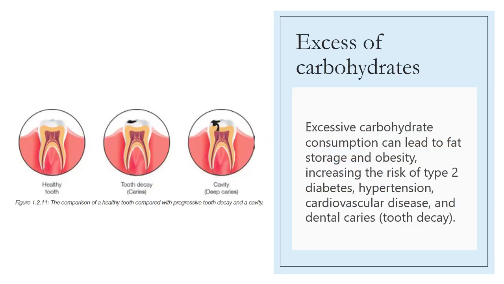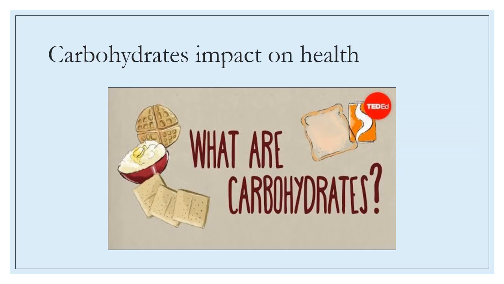Another thing that can happen when we have too many carbs is that it can lead to fat storage. Glucose is stored as glycogen, and when glycogen stores become full, the excess is stored as fat, in adipocytes and adipose tissue. This can lead to obesity, increasing the risk of type 2 diabetes, hypertension, which is high blood pressure, cardiovascular disease and dental cavities. So carbohydrates. Here's a great video to get your head around the impact on health.